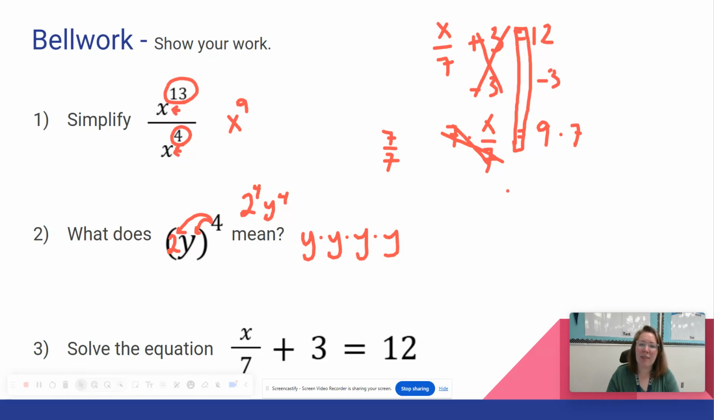Cool. And then we just have 9 times 7. Okay, I'm going to use my finger trick. 1, 2, 3, 4, 5, 6, 7. 5, 6, 7. 63. You could have used your calculator too. So x equals 63. So that was our bell work.